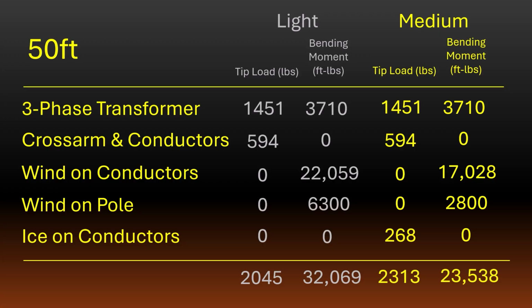Our total tip load went up a bit as a result to 2,313 pounds, and the bending moment decreased to 23,538 foot-pounds. This is an example of how a change in the loading district will affect the results of a loading analysis. Pretty cool, huh?